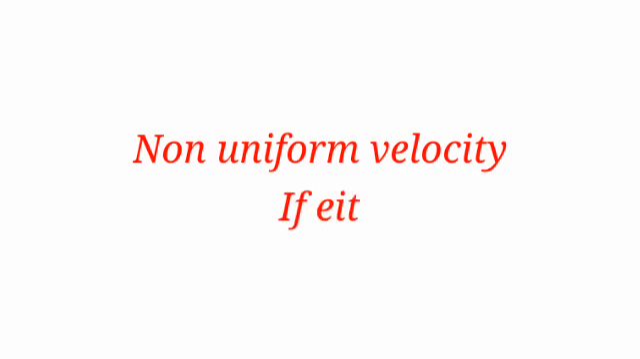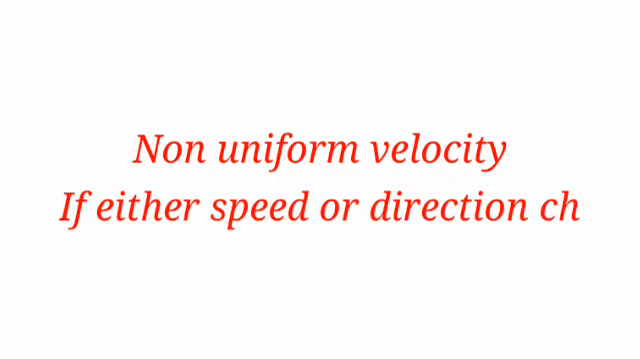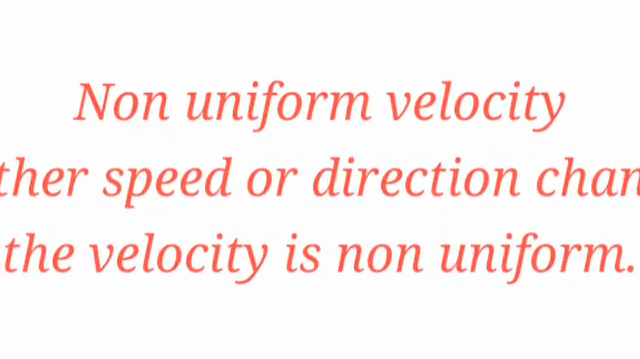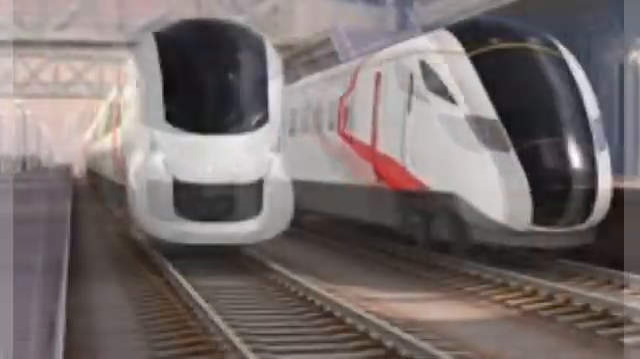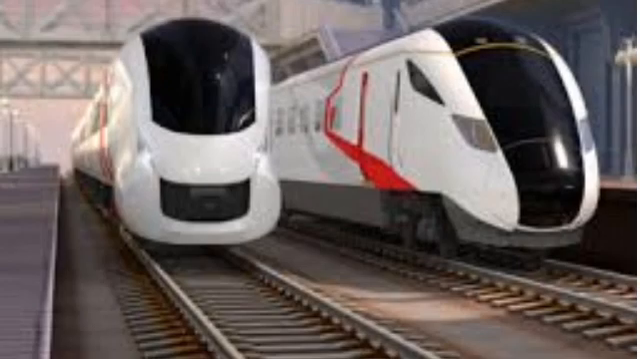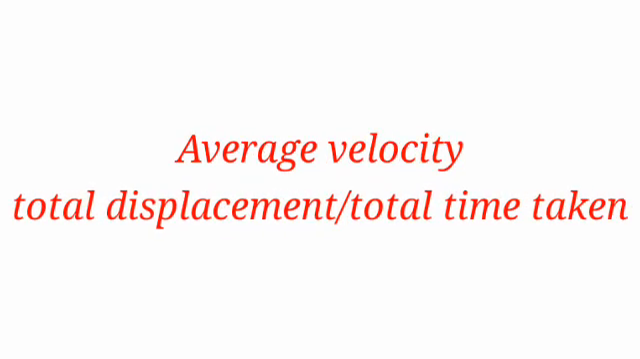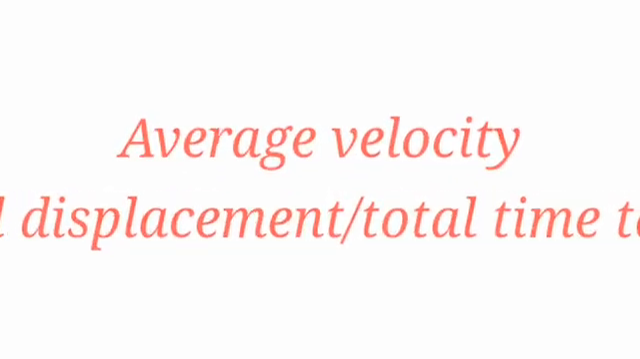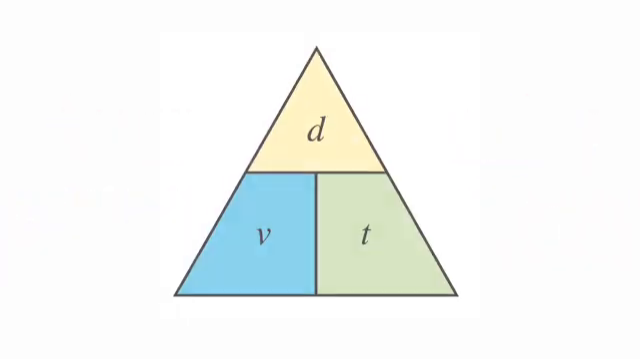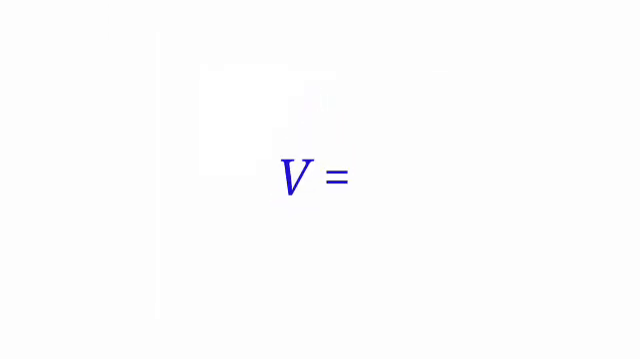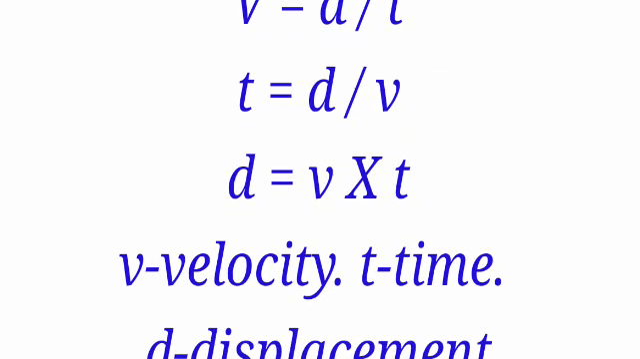Non-uniform velocity: if either speed or direction changes, the velocity is non-uniform. Example, a train starting and moving out of the station. So in this case, average velocity equals total displacement divided by total time taken. Next, look at this picture. The triangle method can help you to recall the relationship between velocity, displacement and time.